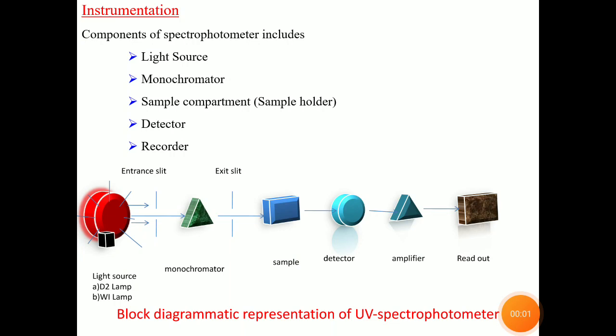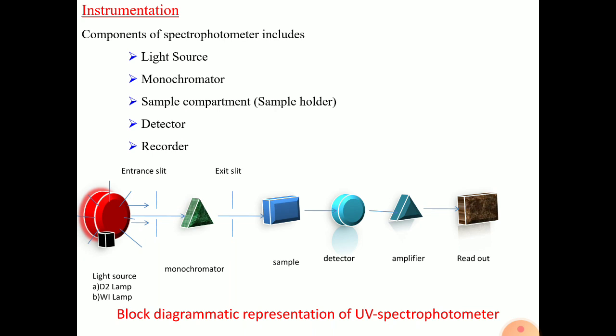The instrumentation of a UV visible spectrophotometer includes a light source. The light source will produce the light. The range of UV is 200 to 400 nanometers. The visible light range is 400 to 800 nanometers. These ranges of light are produced by the light source.